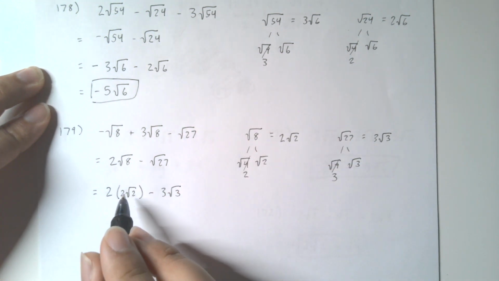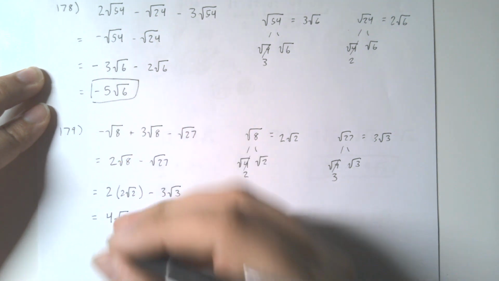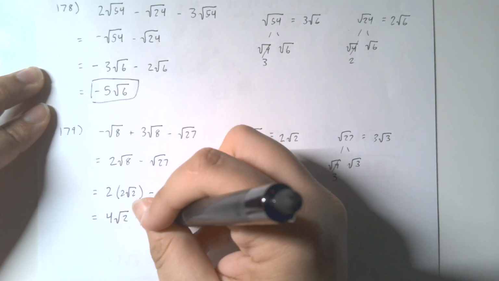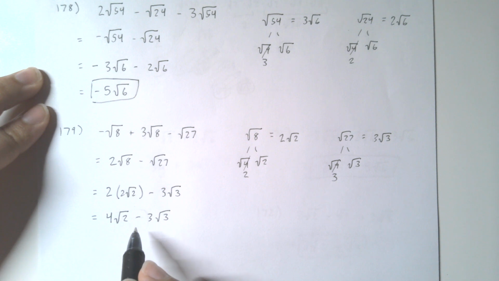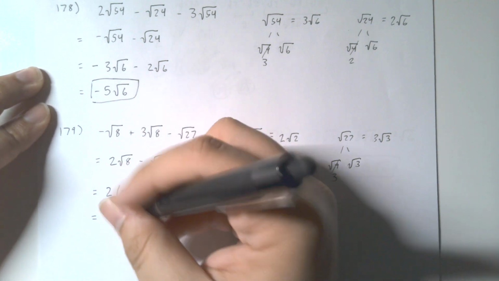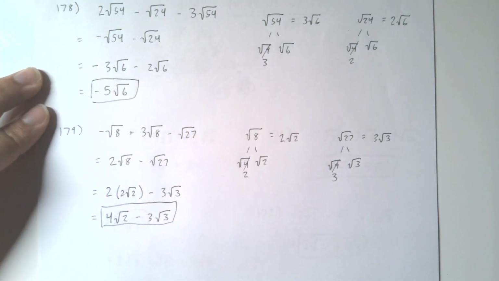We multiply 2 and 2 together. So we get 4 square root of 2. And then minus 3 square root of 3. And now, because we have square root of 2 and square root of 3, we already simplified these as much as we can. We can't combine these any further, and that's okay. So our final answer is 4 square root of 2 minus 3 square root of 3. And that's our final answer.